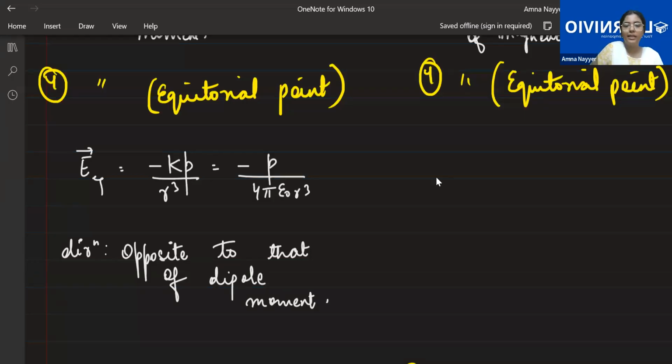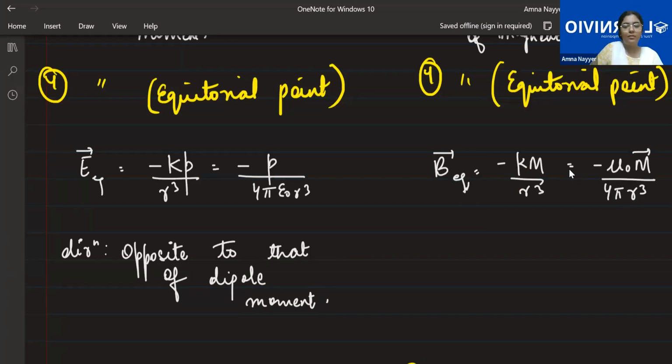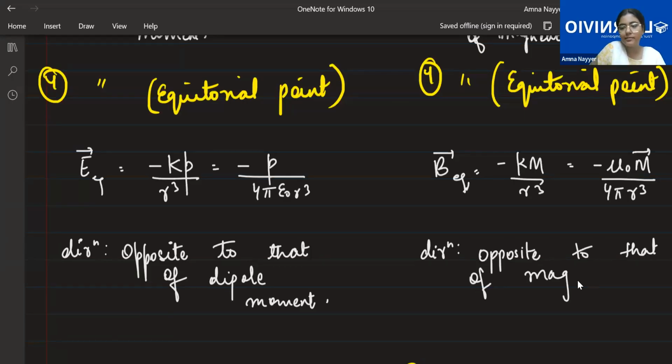Now coming to magnetic field at the equatorial point, this will be minus KM by R cube. That means minus mu naught M divided by 4 pi R cube. You just need to replace the terms, K with this, M with this. And same thing, direction will be opposite to that of the magnetic dipole moment.